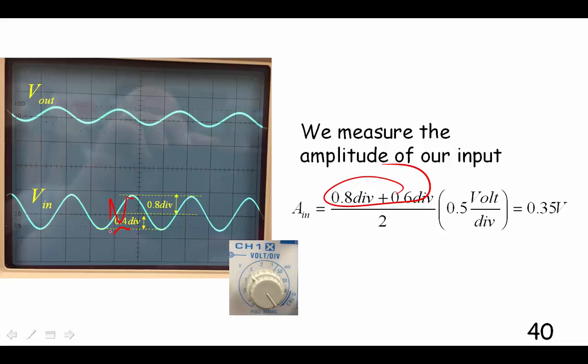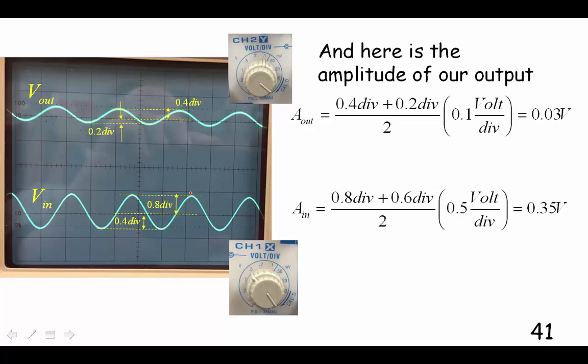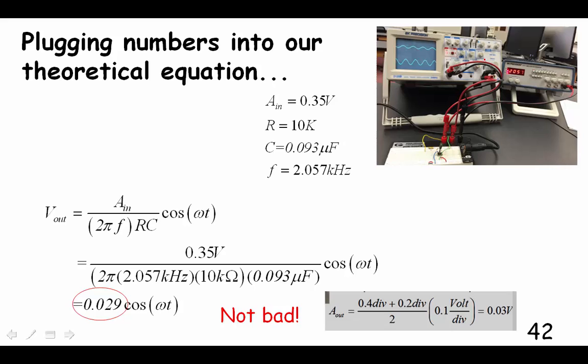So I've got 0.4 divisions here, 0.8 divisions here, and I've got it at 0.5 volts per division. So I end up with this amplitude of 0.35 volts. That's the amplitude right here. And I measured now the output voltage. I've got 0.4 divisions on the top, 0.2 on the bottom, and I get a 0.03 volts amplitude for the output of my op-amp integrator.